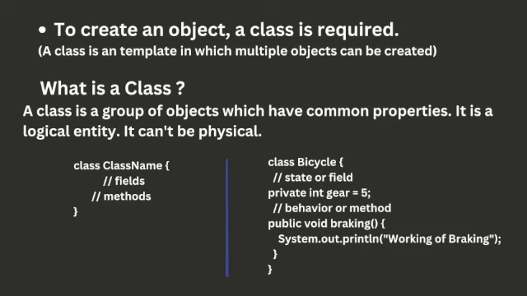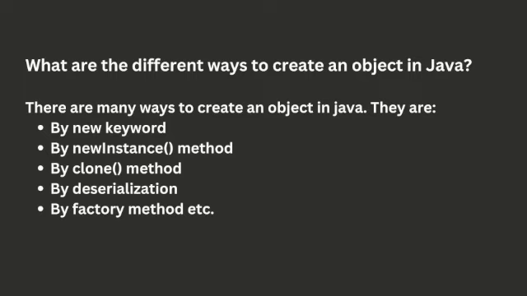For example here, the class is Bicycle, and the field is gear, where we say private integer gear and give it a value. The behavior is what this bicycle can do. It can do the brake thing. Whenever this function is called, the brake would be applied, and whatever is written inside this particular method would be done.